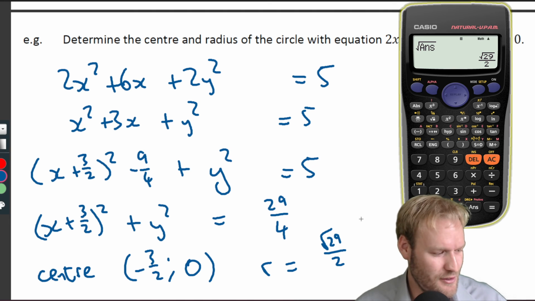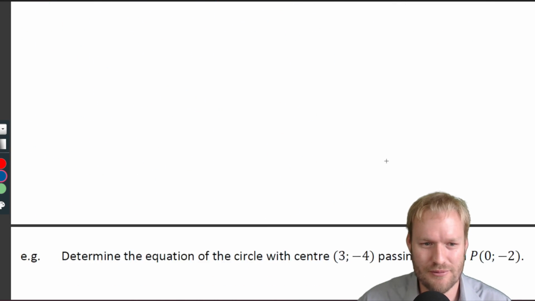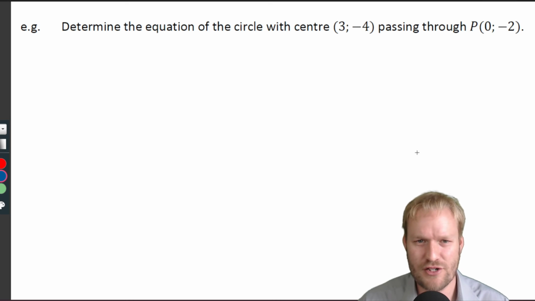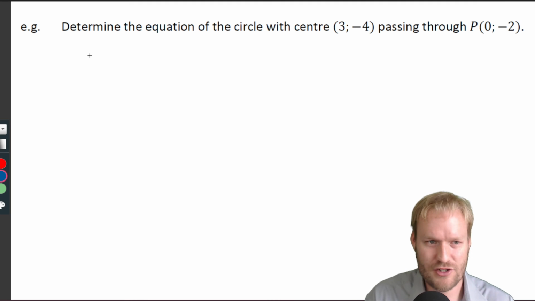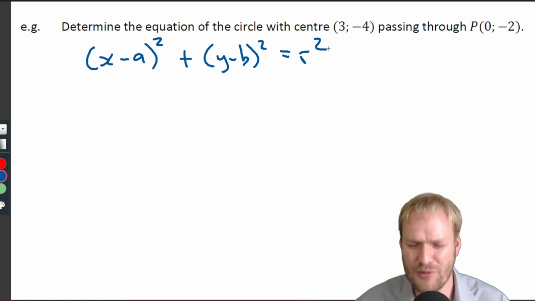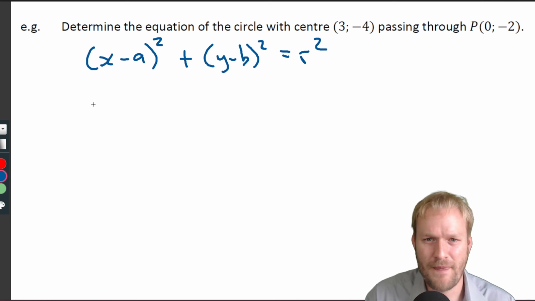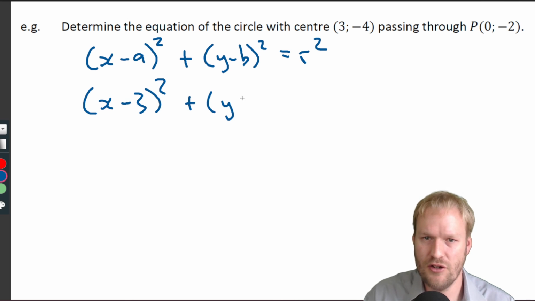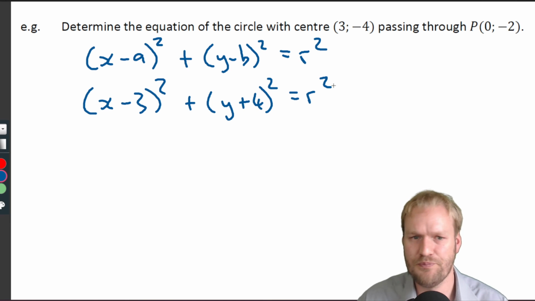Okay, so one last merry example. Determine the equation of the circle with center that passing through that point. Okay, so we know that the general form of a circle is x minus a squared plus y minus b squared equals r squared, right? That's what we're slowly getting comfortable with. Okay, the center is 3, minus 4. So x minus 3, because that's the x value, plus y minus minus 4 equals r squared.